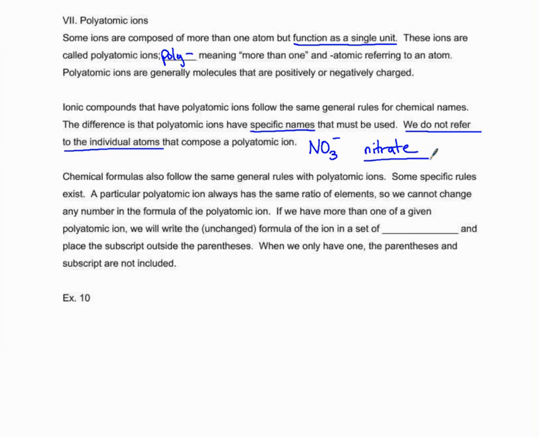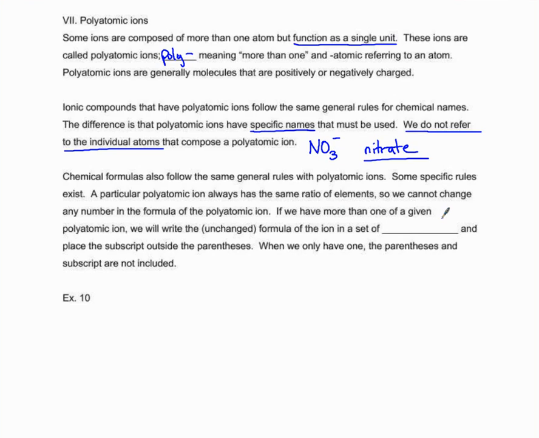Chemical formulas will also follow the same general rules when we have a polyatomic ion. But there are a couple of more specific rules that exist for some circumstances. So a particular polyatomic ion always has the same ratio of elements. For instance, this nitrate always has 1 nitrogen, it always has 3 oxygens. So we can't change any of the numbers in the formula. They are stuck the way they are.